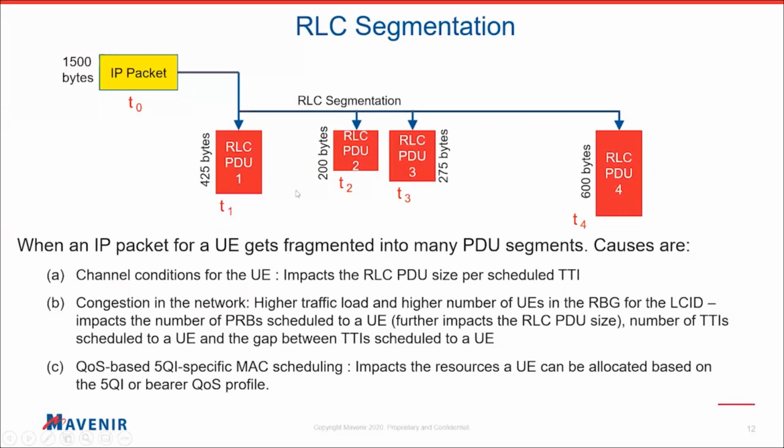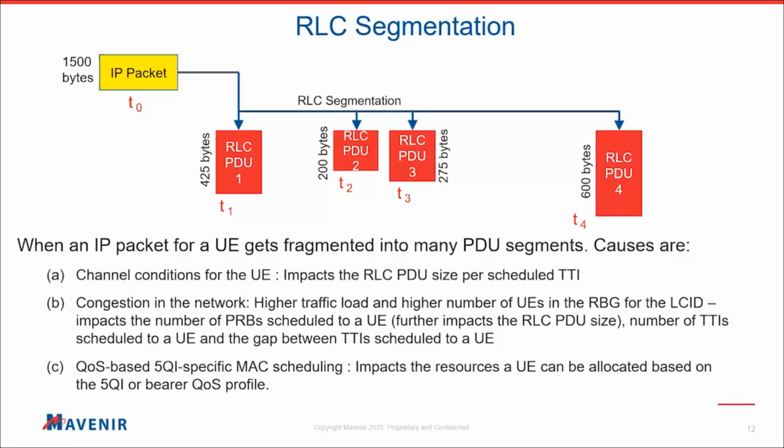Each PDU can be of different sizes, and they need not be transmitted in consecutive TTIs, transmission time intervals. Each PDU is transmitted on one time slot or transmission time interval to the user. But the transmission time intervals need not be contiguous, which means they can be spaced apart. So the RLC PDU sizes can vary, the transmission time intervals can be spaced apart, and the gaps between two transmissions can also vary across PDUs.